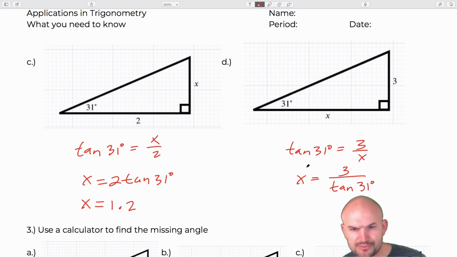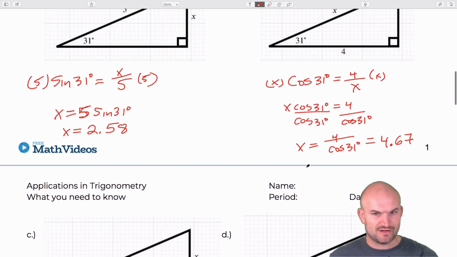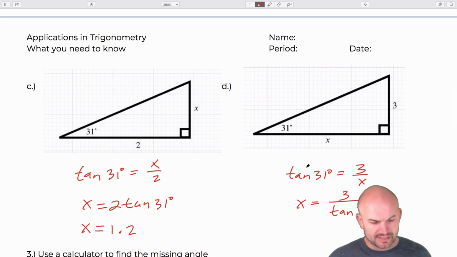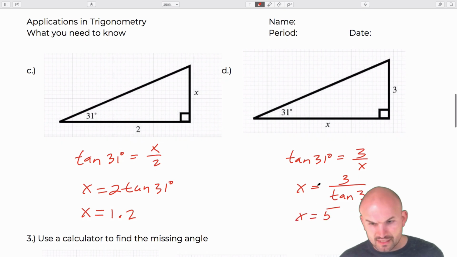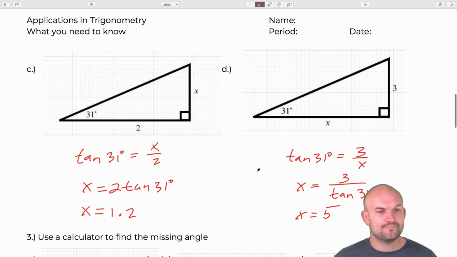So that's why we're doing these problems. You can see obviously in the first two problems I worked them out, you could see my math, but as we get to these, we can start doing that hopefully a little bit quicker. 3 divided by tangent of 31 is going to be 5 as we round. So x is going to equal 5. As we round to the nearest tenth, that just rounds to the nearest whole.